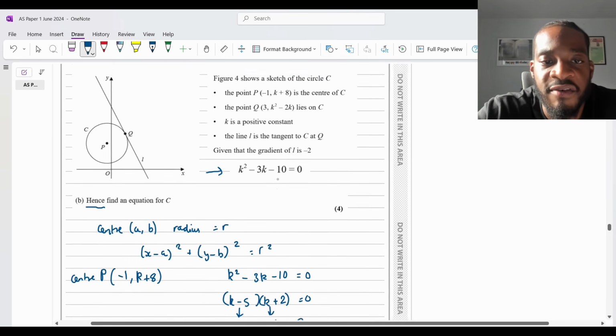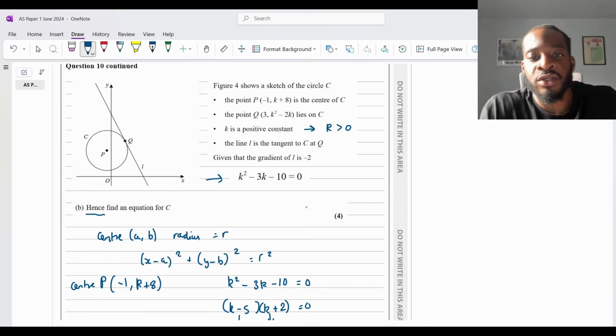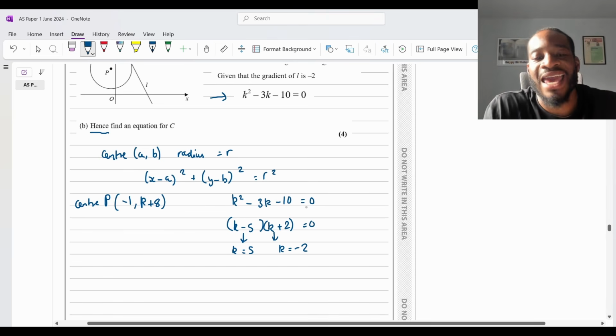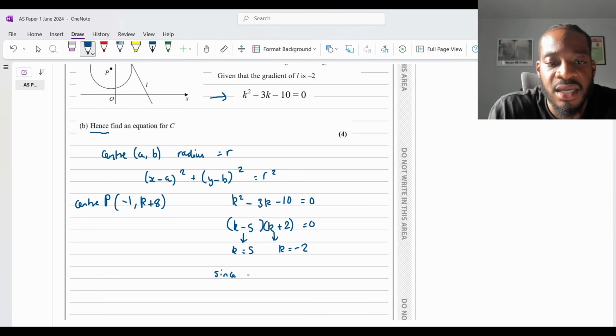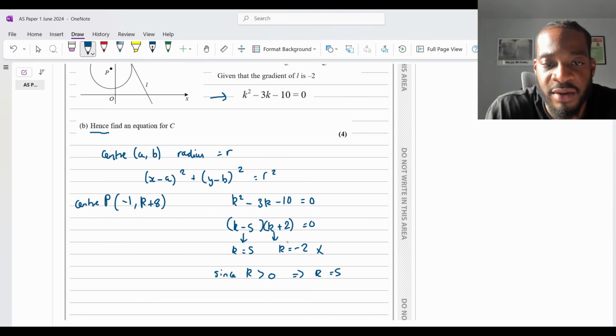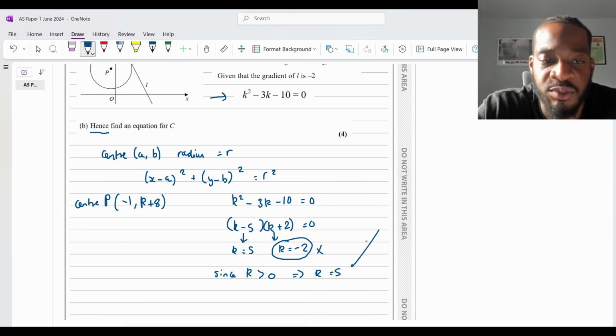Have a look at your pieces of information. They told us in the third bullet point that k is a positive constant, i.e. k is greater than 0. So because of that, we can deduce with absolute certainty that k must be 5 and not minus 2. So what I'm going to say here is since k is greater than 0, it implies that k is equal to 5, right? So I'll put a circle here, put a cross there, I'll cross that one out. I was choosing k equals 5 because k is positive.